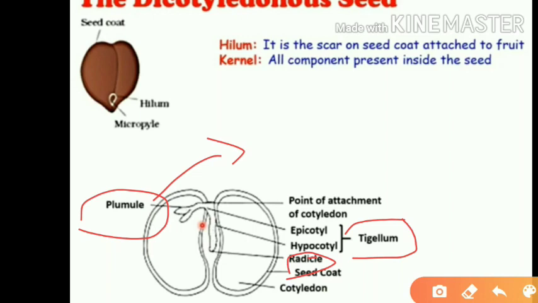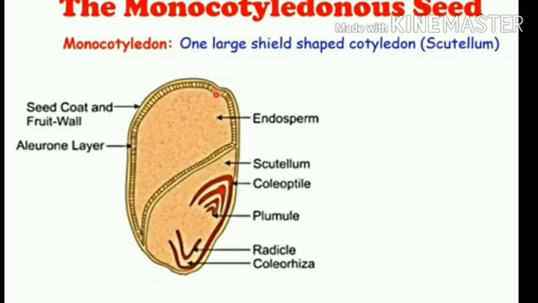This is about the cotyledons. There are two cotyledons: this is one cotyledon and this is the second cotyledon. Based on the presence of two cotyledons, we can say this is a dicotyledon. A monocotyledon seed has one large shield-shaped cotyledon, which means only one cotyledon is present, whereas in a dicotyledon two cotyledons are present. What is the difference between monocotyledon and dicotyledon? This is one basic and unique character, and next to that, they are also differentiated based on the use of the endosperm. These are the two points we can easily note to differentiate between them.